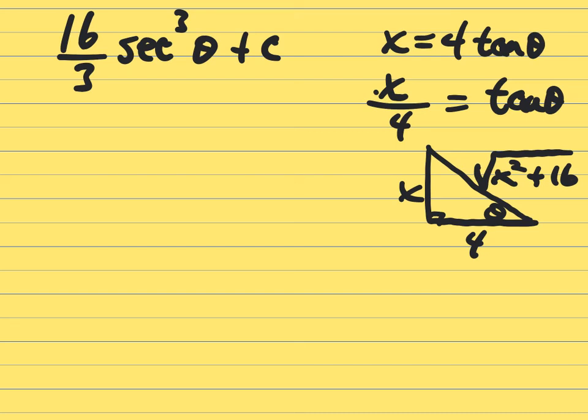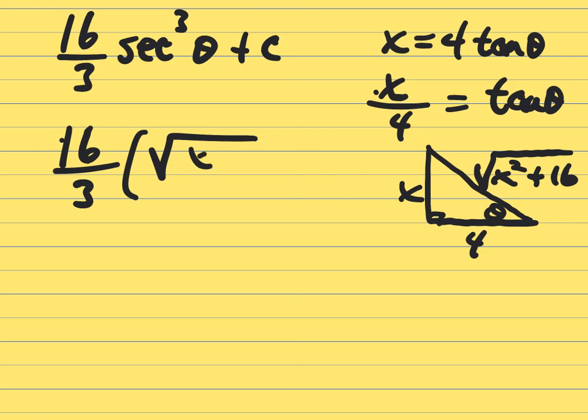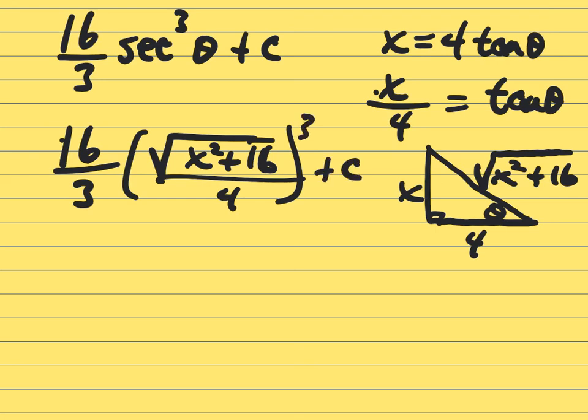Going back to our problem, 16 thirds. Secant is the reciprocal of cosine. Cosine is adjacent over hypotenuse. So secant is hypotenuse over adjacent with respect to where theta is marked, hypotenuse over adjacent. Plus C.